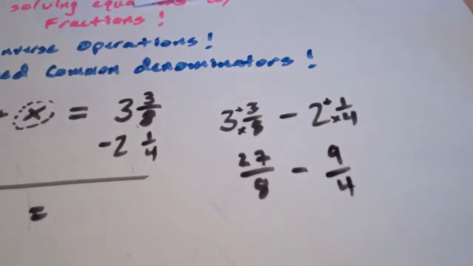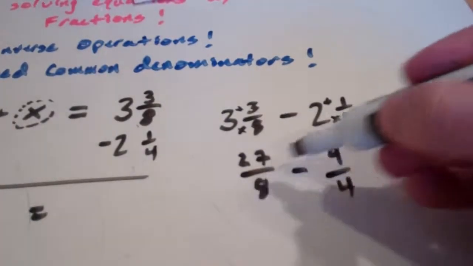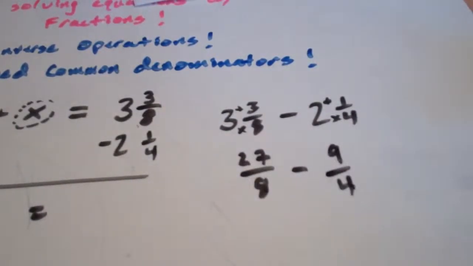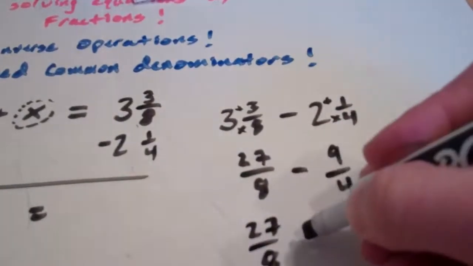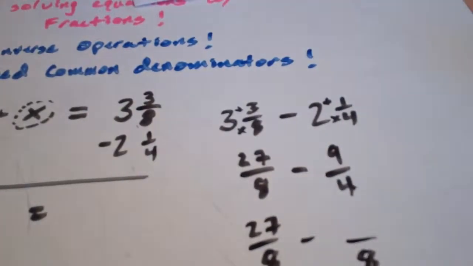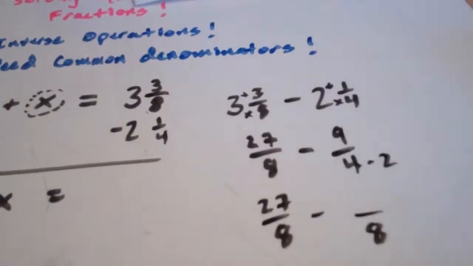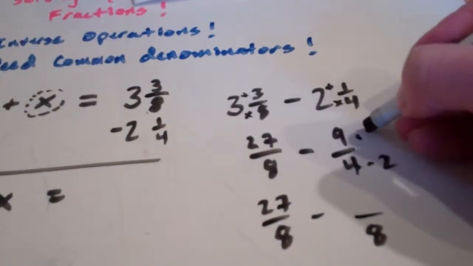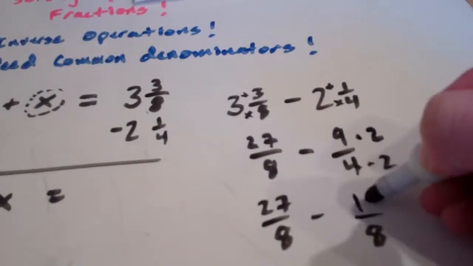I don't have a common denominator. So I need to find the least common denominator between 8 and 4, and the smallest number that both of these can multiply to is in fact an 8. So this fraction will not have to change. It's not always going to work this way, but this one will. And I need to rewrite the other fraction with the same denominator, an 8. In order to get there, I needed to multiply 4 by 2, which means I need to do the same to the numerator, and 9 times 2 is 18.